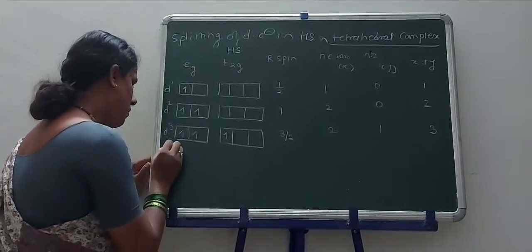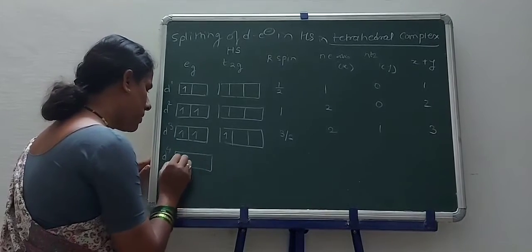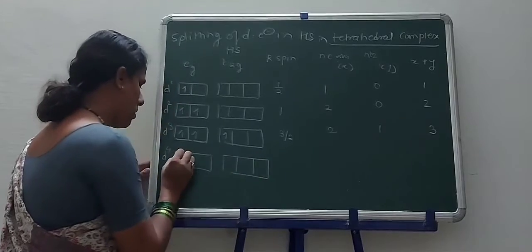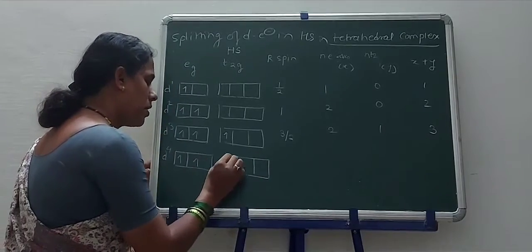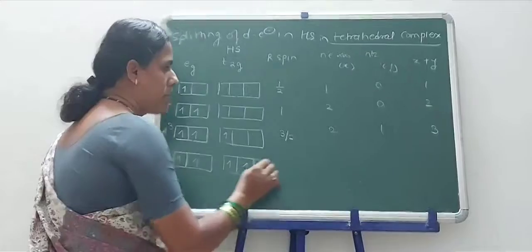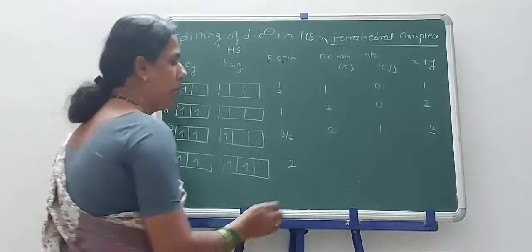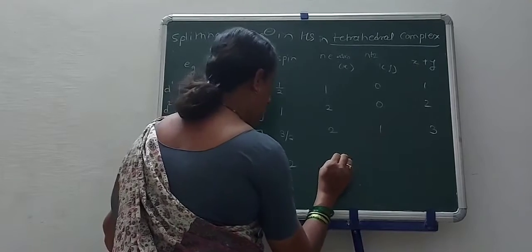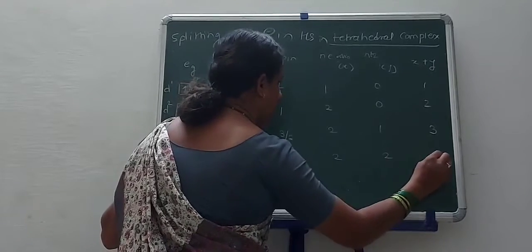For d4, what happens here? 1, 2, and here also 1, 2, 3, so for 4 it is 1, 2, 3 and 4. What is the resultant spin? That is equal to 2. And therefore the electrons in E are 2 and in T2 also 2, which is equal to 4.